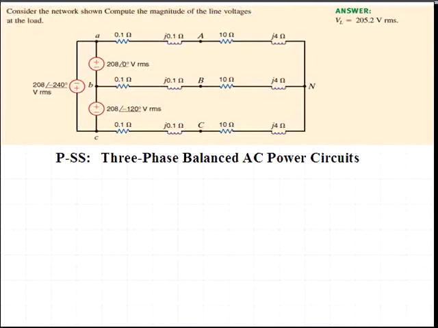This is Learning Assessment Problem 11.7. The problem-solving strategy here is that of three-phase balanced AC power circuits. We are shown a three-phase network in which the source is delta connected and the load is Y connected. We are asked to compute the magnitude of the line voltages at the load.